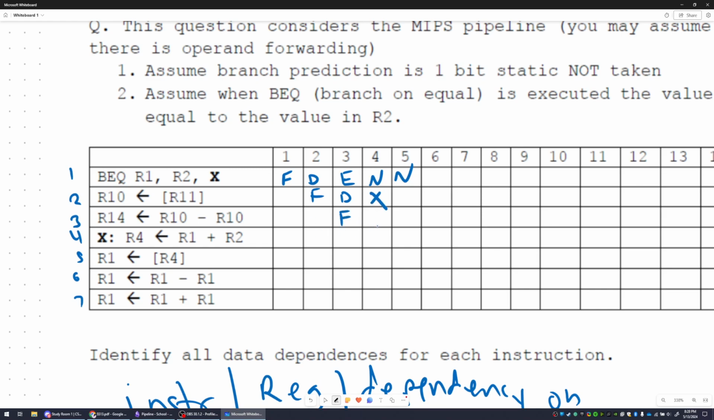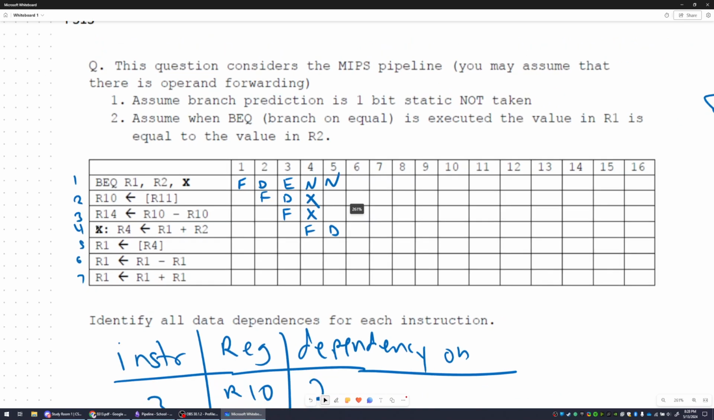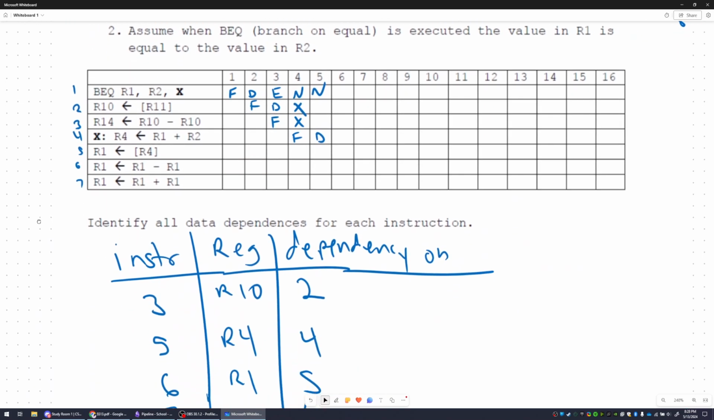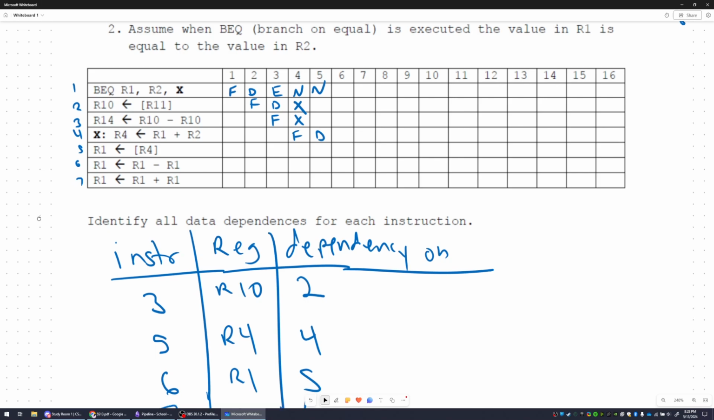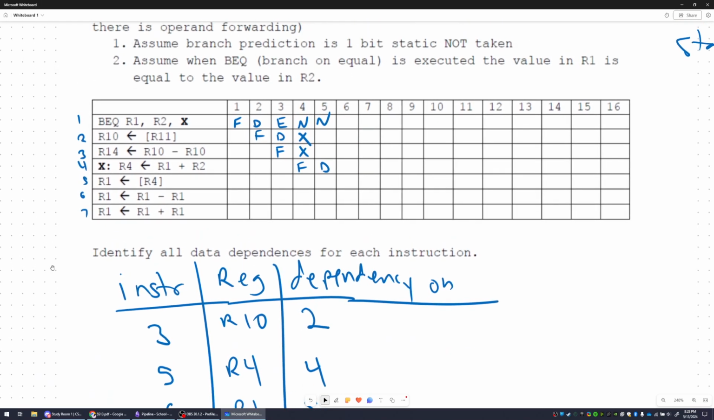Same thing for line 3. Fetch, and then flushed. Line 4 happens to be the correct line, so it'll be fetched after the exec, so fetch there. Similar type, so fetch, decode. Does it have any dependencies? No. This one we can just do fetch, decode, exec, no op, and then write back.